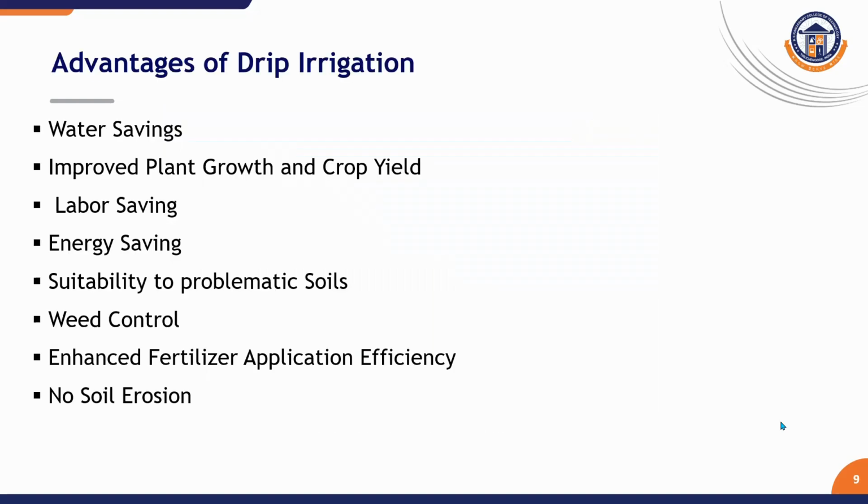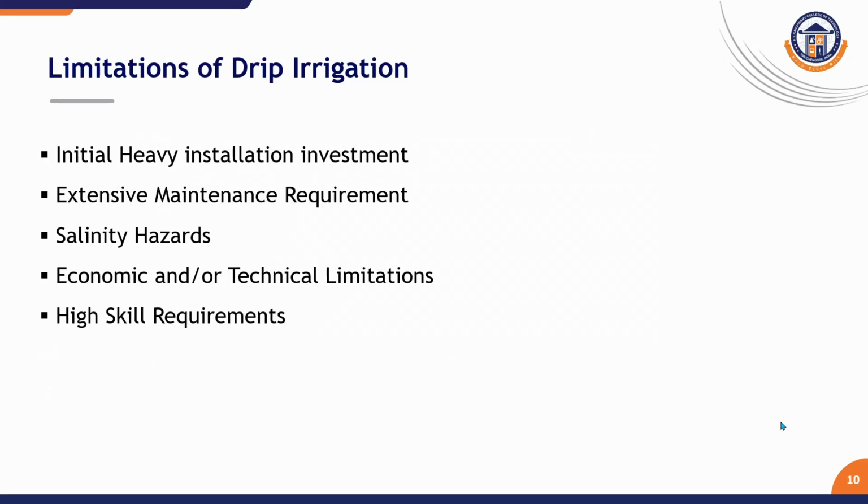The advantages of drip irrigation: it saves water, improves plant growth and crop yield, saves labor and energy, is suitable for all soils, controls weeds, enhances fertilizer application efficiency, and causes no soil erosion. Limitations of drip irrigation: heavy initial installation investment, extensive maintenance requirement, salinity hazards, economic and technical limitations, and high skill is required.